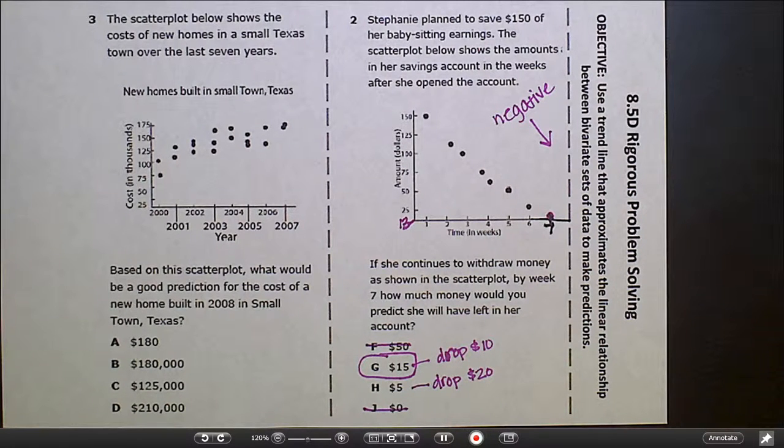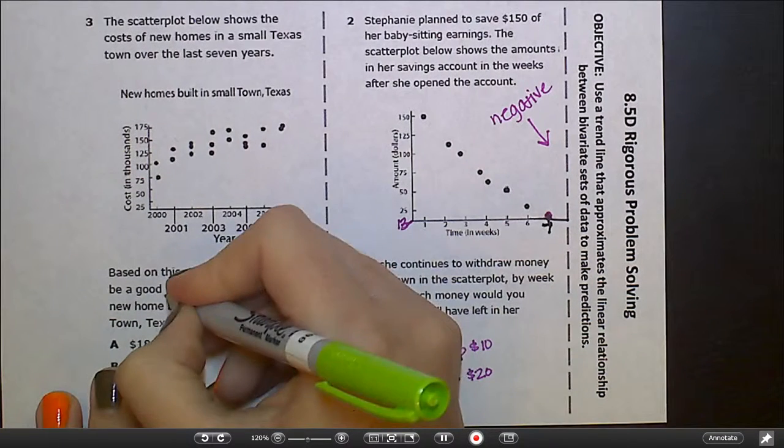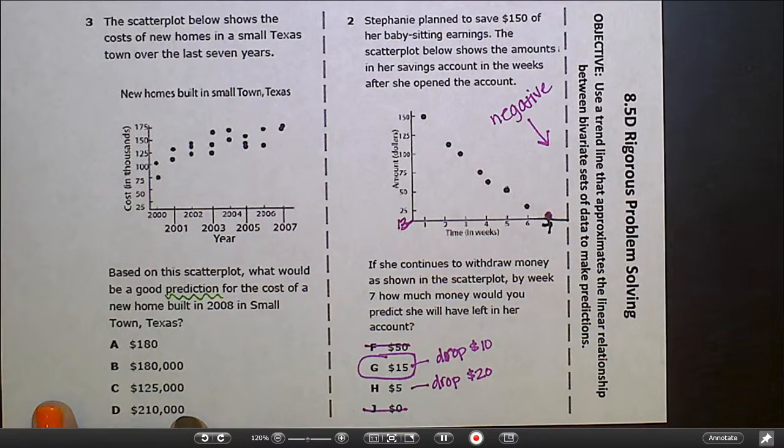So let's go ahead and do one more together before I turn you loose. Let's look at number 3. The scatter plot below shows the cost of new homes in a small Texas town over the last 7 years. Based on the scatter plot, what would be a good prediction? That means we're just predicting, probably not going to be exact, for the cost of a new home built in 2008 in small town Texas.